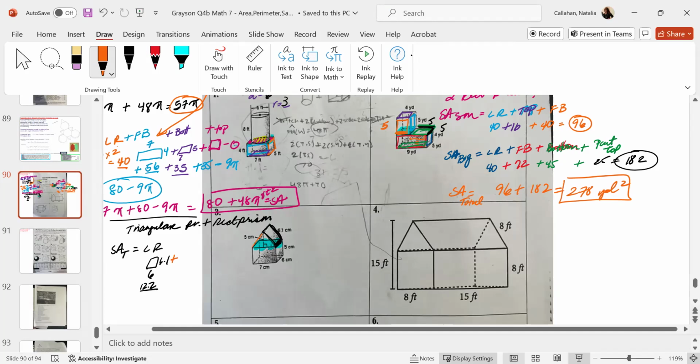Plus, and then you have the front and the back, which is the shape of what? When you find the area of a triangle, isn't it 1/2 base times height? What's your base? 7. What's your height? 6.1. No, height is not the side. That's a side. Do you understand why this is important that you get this right? And there's two of them, correct? Yeah.